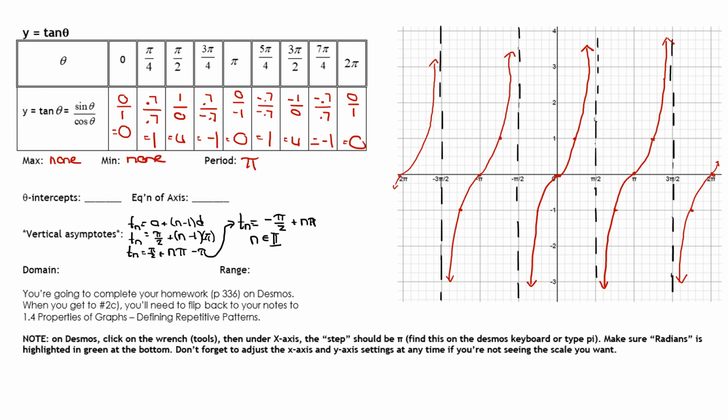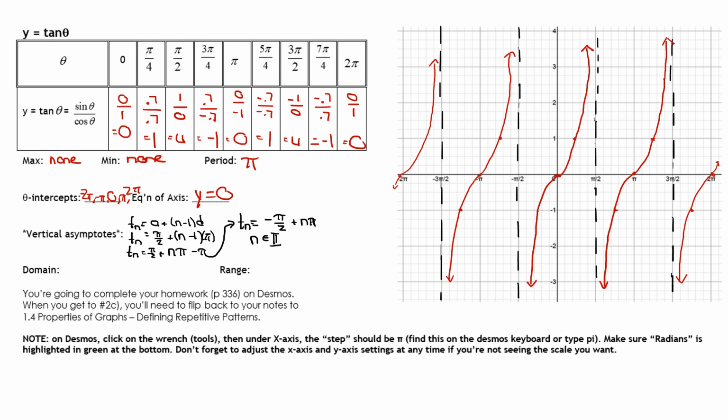And the theta intercepts, yes, we have lots of those. We have an infinite number of them. I'm just going to list a few of them: negative 2 pi, negative pi, 0, pi, and 2 pi. But you can come up with a repeating pattern for all that. Obviously, it occurs every pi units. Every pi units, we have a theta intercept. The equation of the axis, again the same as sine and cos, is y equals 0. That's our halfway line, kind of.